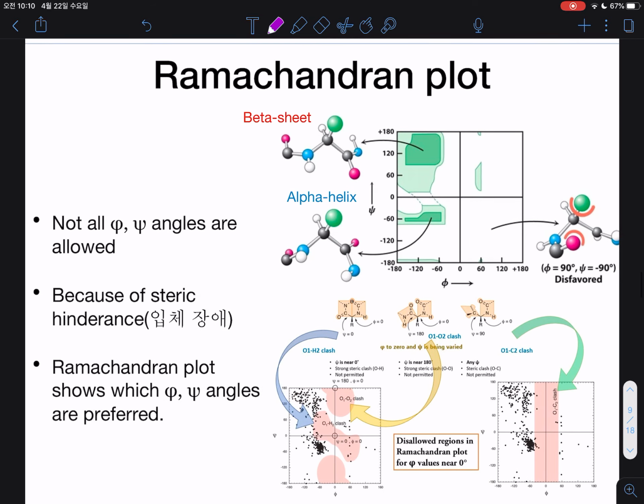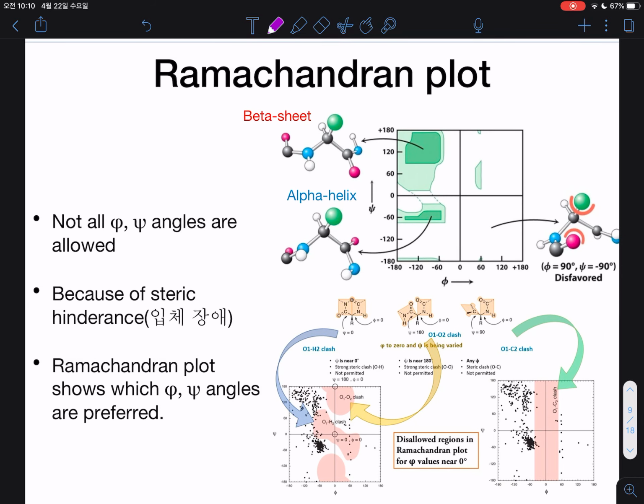To represent these phi psi angles, there is a plot called the Ramachandran plot. This plot is named after a famous protein structure scientist, Ramachandran, who first suggested it. In this plot, the x-axis is the phi angle, and the y-axis is the psi angle. They are plotting which phi psi angles are possible. He investigated protein structures and plotted this.